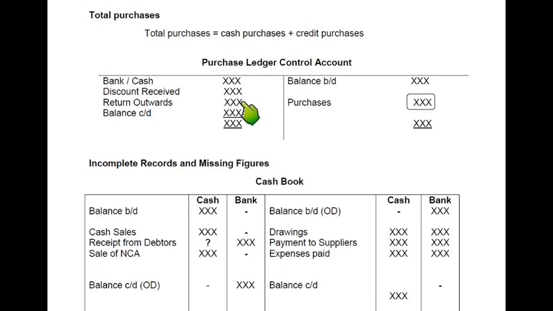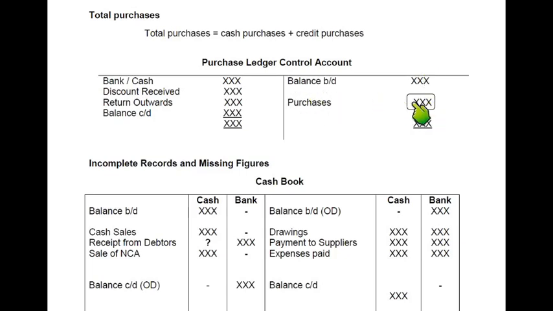Then return outwards, also known as purchase return. If we return goods to our suppliers due to some reason, because they are faulty or do not suit our requirements, we'll be debiting PLCA, reducing our liability, and crediting return outward account. Then balance CD: again the greater side will be debit side because there is one thing missing on the credit side, that is purchase. So we'll be writing the greater side on both the sides, then deducting balance BD from this figure in order to get purchase.